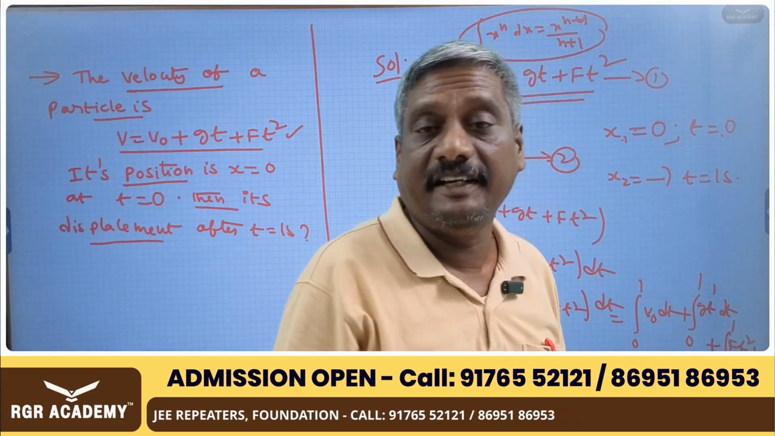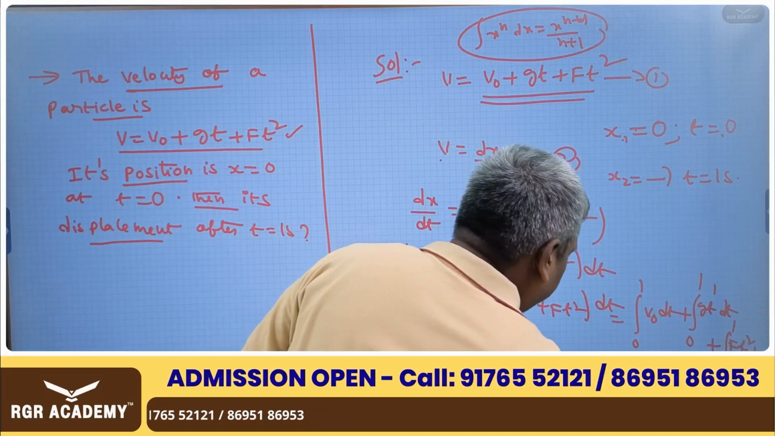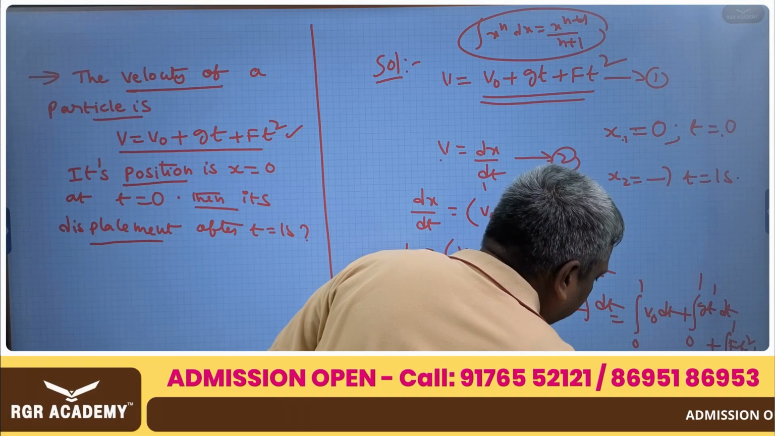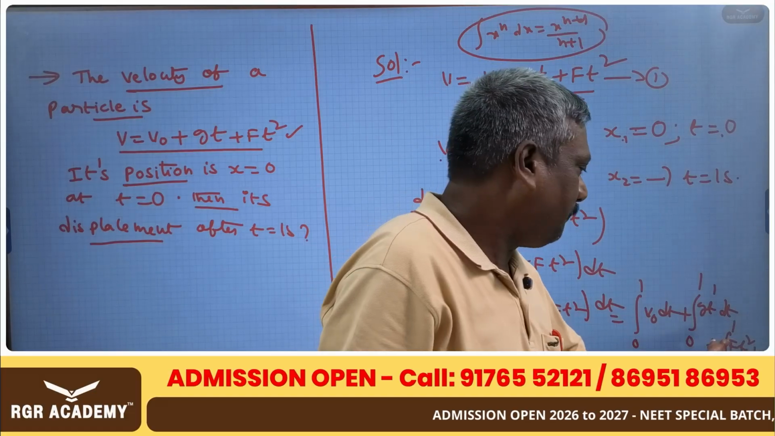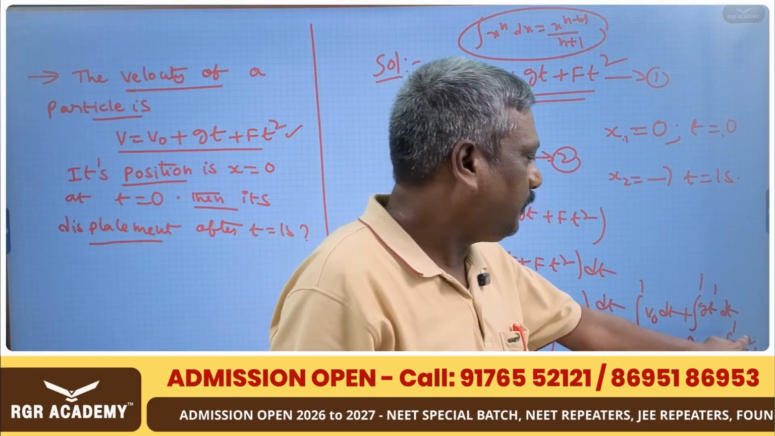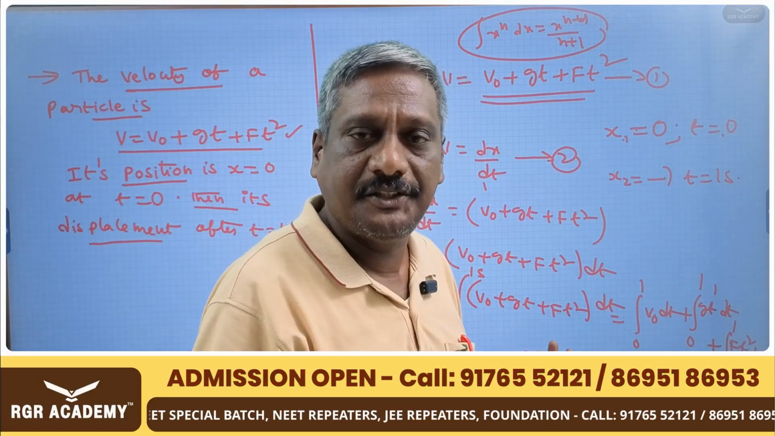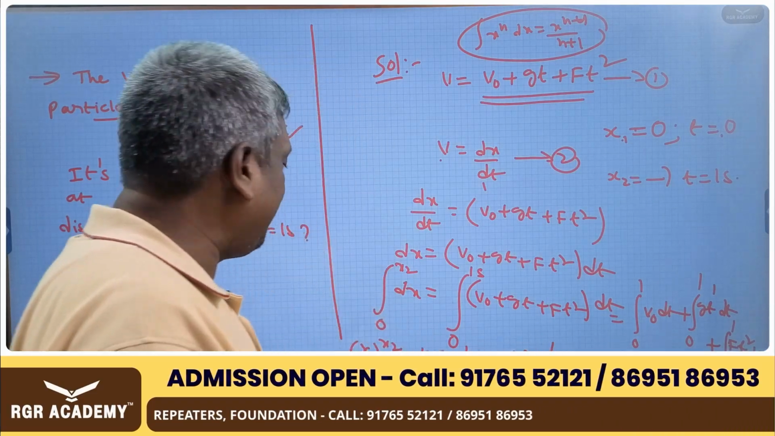Last term, observe it. F can be taken out. Integral t square into dt means what? T cube by 3. After applying that integral, the limits will come to the right side like this. T power 2 plus 1 by 2 plus 1, t cube by 3. Right. Now, apply the upper limit minus lower limit at this stage.